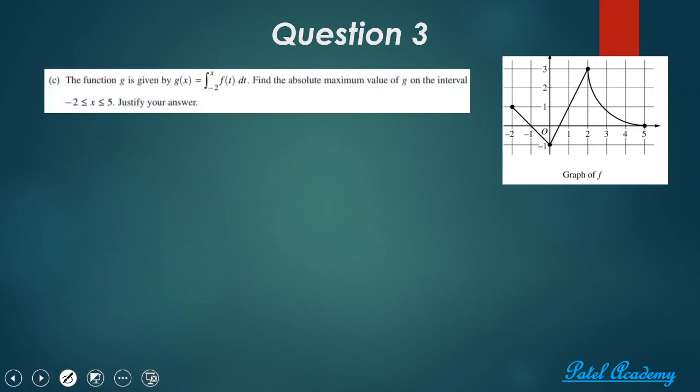Alright, so for part C, the function g is defined by g at x equals the integral from -2 to x of f at t dt. Find the absolute maximum value of g on this interval -2 to 5. Justify your answer. Alright, so what I'm going to do is I know that I'm trying to find an absolute max. So once again, I'm using the candidates test.